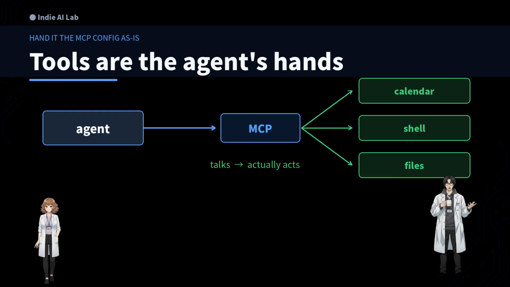Hand it the calendar over MCP and the same agent reads a real schedule and writes a real event. It goes from something that talks to something that acts. Give it hands, and only then is it work. Exactly. And those hands are the same ones I use every day, nothing to set up fresh.